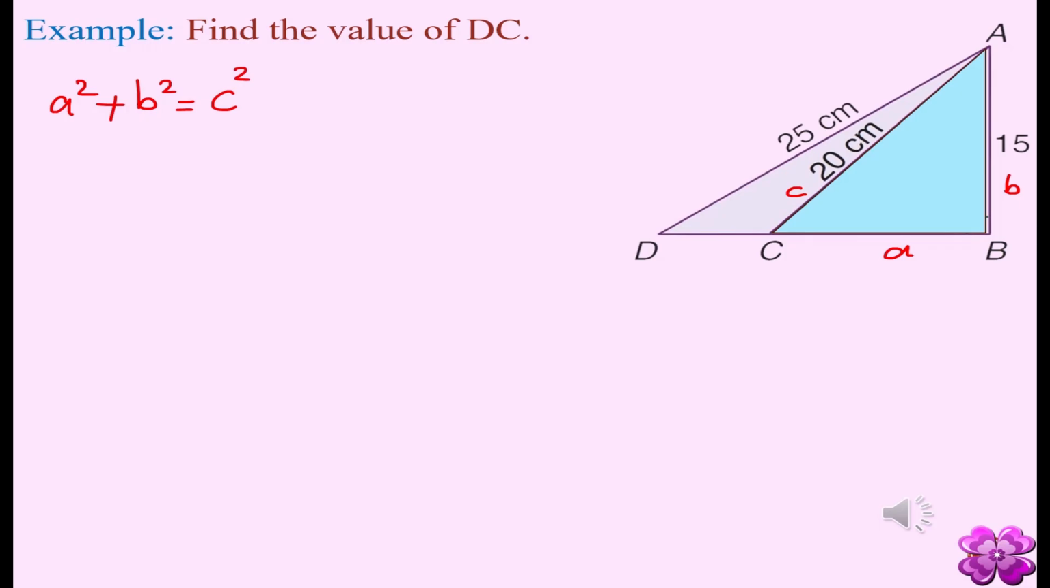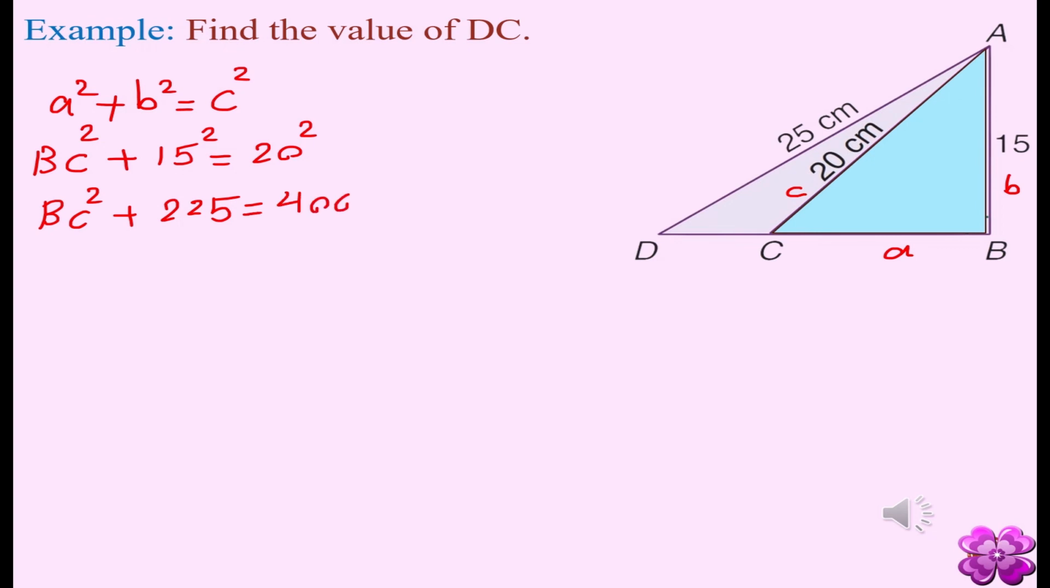A, we don't know, but the A is BC, yes? I'm keeping its own name, BC squared. B is 15, 15 squared, and C is 20, 20 squared. Therefore, BC squared, 15 to the 2 is 225. And 20 to the 2 would be 400. Yes? Now I'm going to move this term to the other side to isolate BC squared.